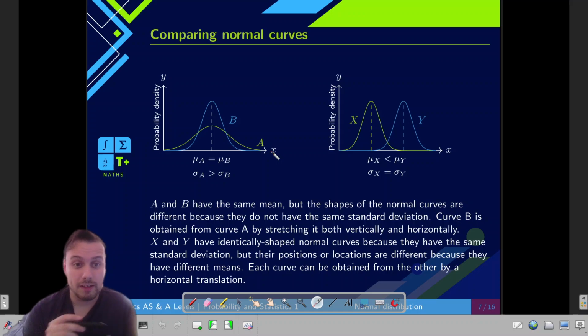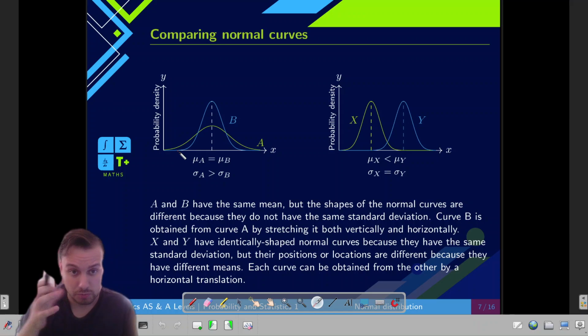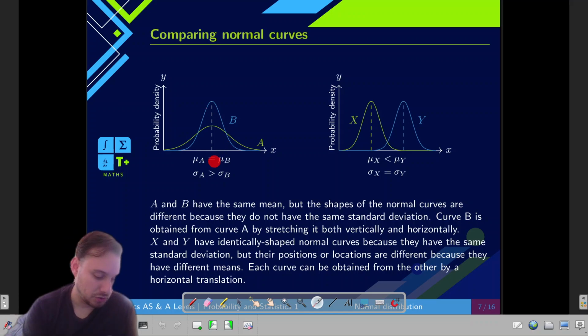Now, if you look at the shape of the curve, this curve is more widespread, while this curve, the one for B, is more compressed, it's closer together. This means that the standard deviation of A is bigger than the standard deviation of B. So essentially what you can see here is that the values are closer or more spread from each other. This has to do with the values for the standard deviation.